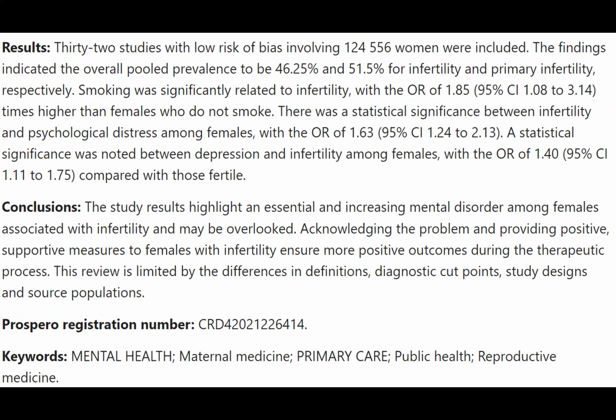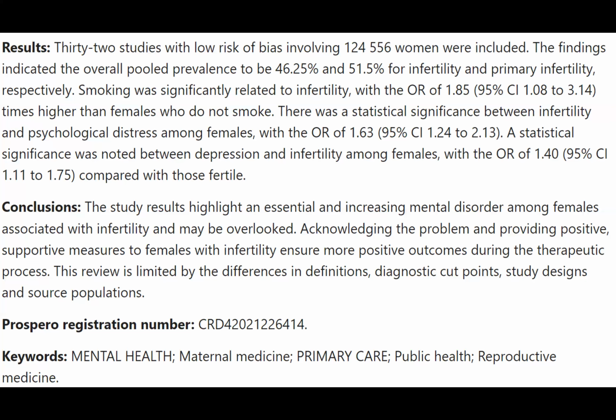The result: a total of 32 studies with low risk of bias, involving 12,45,056 women, were included. The findings indicated the overall pooled prevalence to be 64.25% and 51.5% for infertility and primary infertility, respectively.